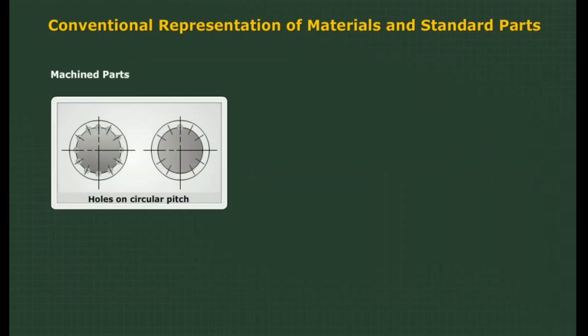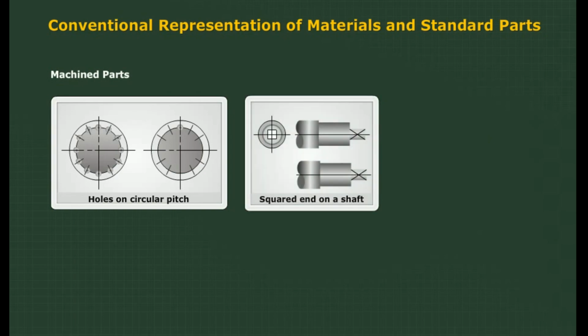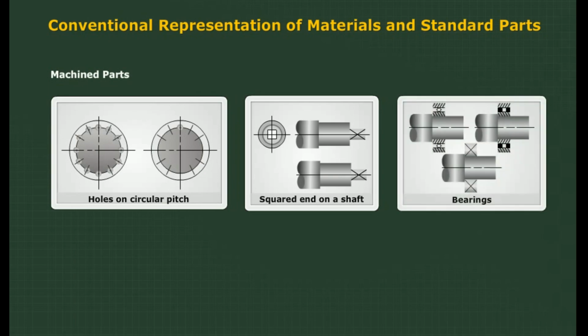Machine parts. Holes on circular pitch. Flange with several bolt holes. The representative drawing shows a single hole and center lines of pitch holes. A squared end on a shaft. Example, for fitment of a belt pulley.